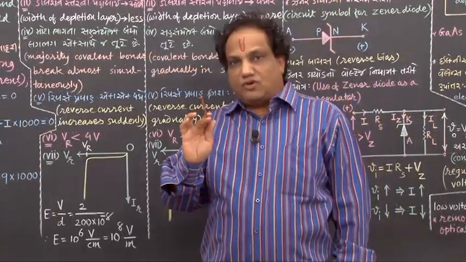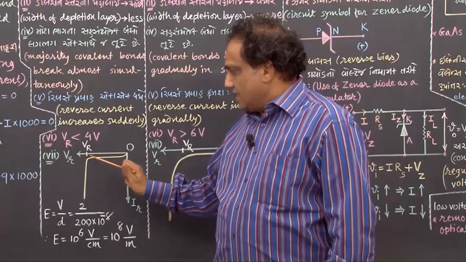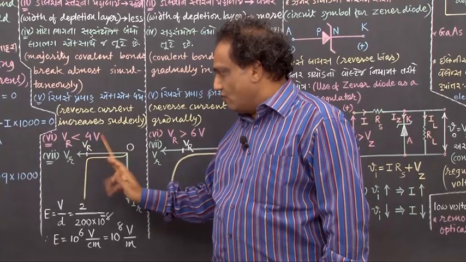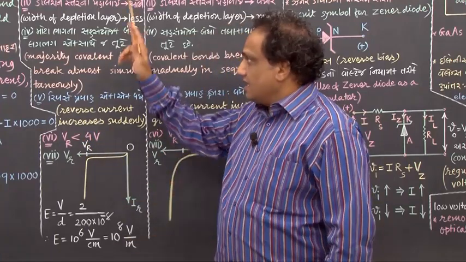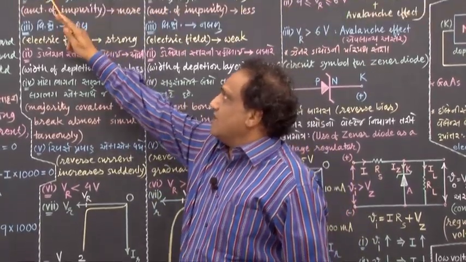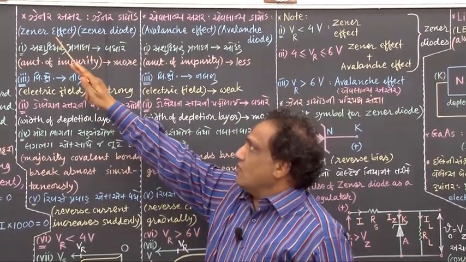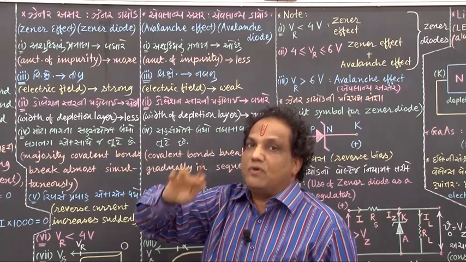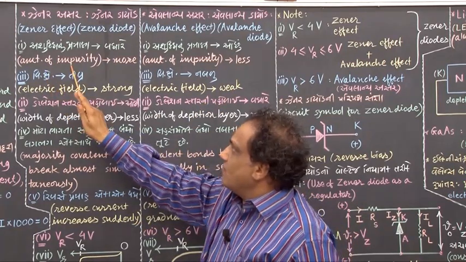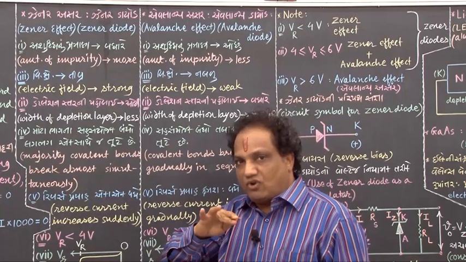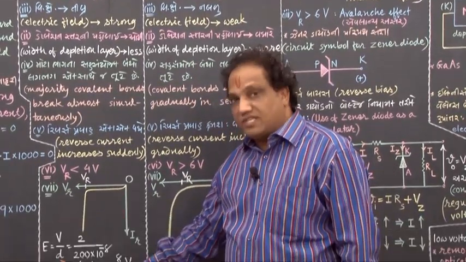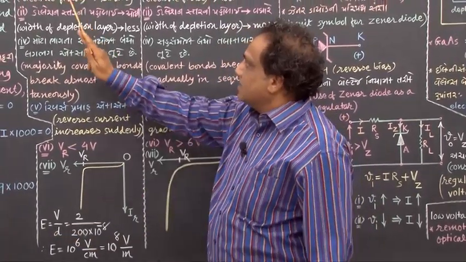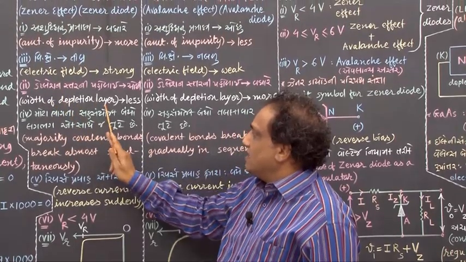In case of this Zener effect, the reverse breakdown voltage is found to be less than 4 volt. Let us summarize all these points for the Zener effect. As I said earlier, for observing the Zener effect, you need more amount of impurity in the preparation of the PN junction diode. So I am writing: amount of impurity is more, and because of that, the depletion layer is found to be narrow. Width of depletion layer is less.